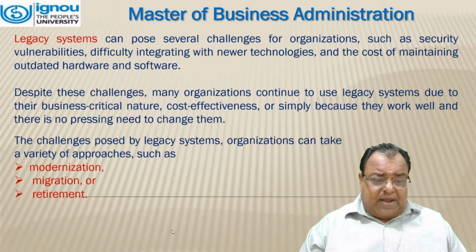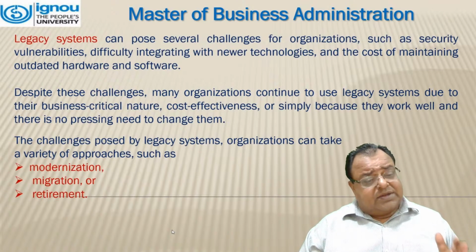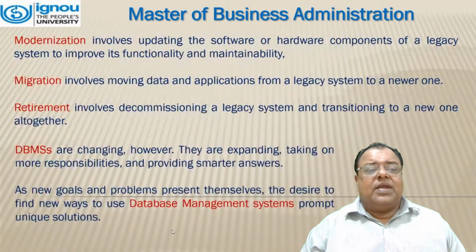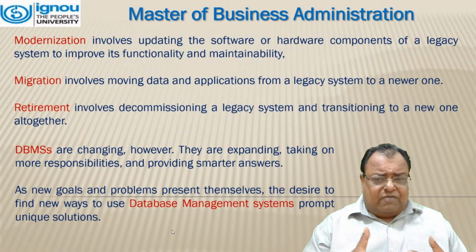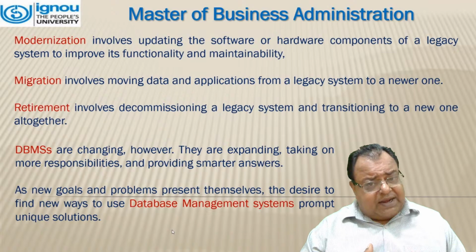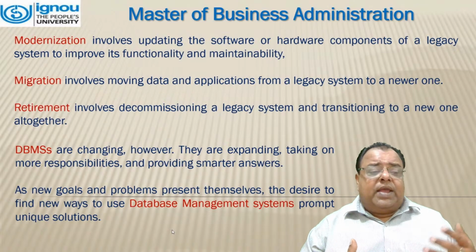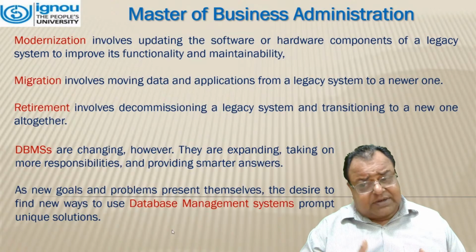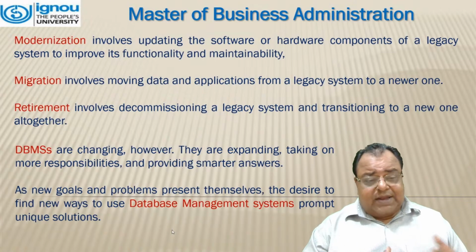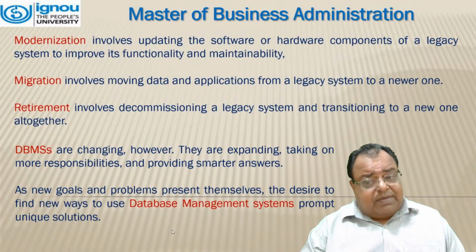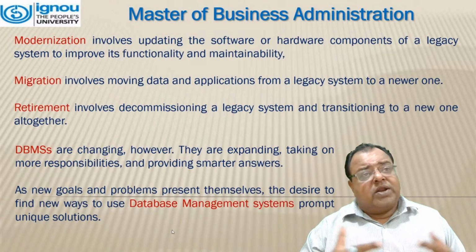To address the challenges posed by legacy systems, organizations can take a variety of approaches such as modernization, migration, or retirement. Modernization involves updating the software or hardware components of a legacy system to improve their functionality and maintainability. Migration involves moving data and applications from the legacy system to a new one. And the third one, retirement, involves decommissioning a legacy system and transitioning to a new one altogether.